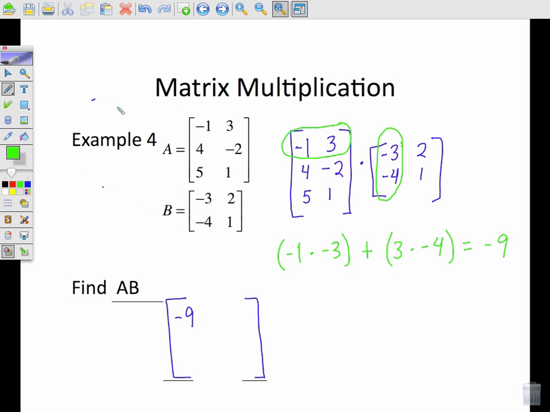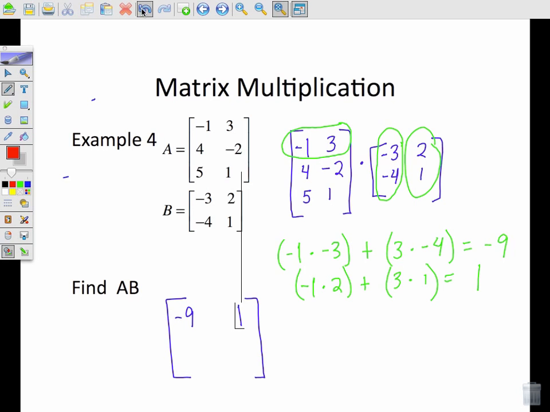We're going to repeat the steps for each row and column. So now I go row 1 and then column 2. Row 1, column 2 would be -1, and you pair that -1 with the 2 times 2. Then you're going to add to that 3 times the 1. So that's -2 plus 3, which equals 1. Now that is the row 1, column 2, since those are the rows and columns that we matched together.